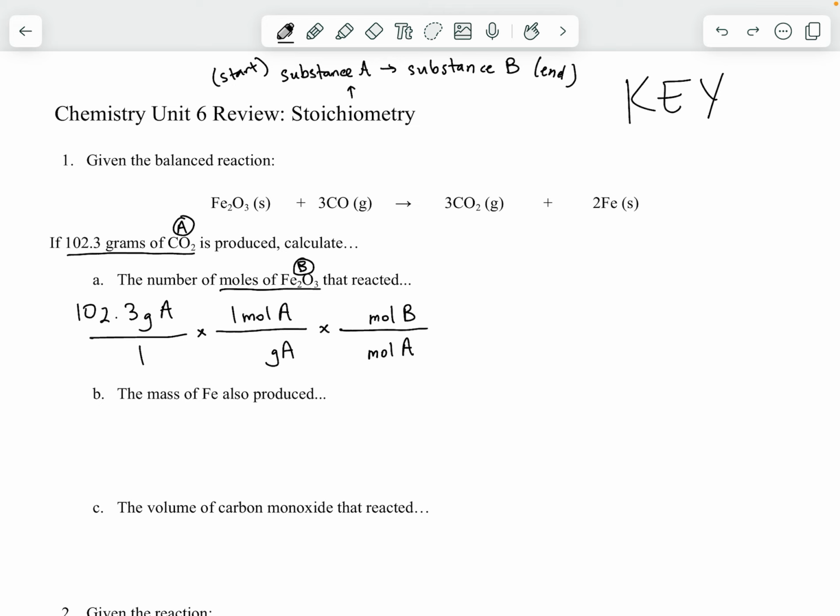So in order to get this, remember, we need the molar mass of our substance A. In this case, that was carbon dioxide. And so to get the molar mass, you just look at the periodic table, and I know that we have 44.01 grams per mole there. So I'm going to put 44.01. That's just adding one carbon mass as well as two oxygen masses together.